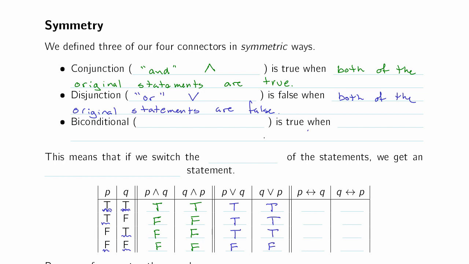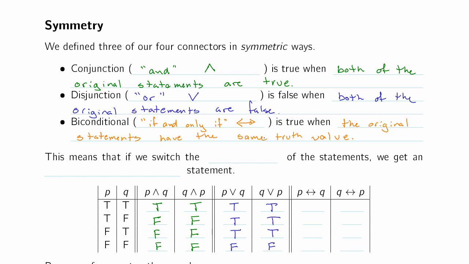And then the third statement that we defined symmetrically, so that order doesn't matter, is the biconditional. That's the if and only if. That's the double arrow. That's true when the 2 original statements have the same truth value. If we're looking at P if and only if Q, then when P is true and Q is true, those are the same. They're still the same if we look at Q first and then P. When P is true and Q is false, those are different. They're still different when we look at Q first and then P.